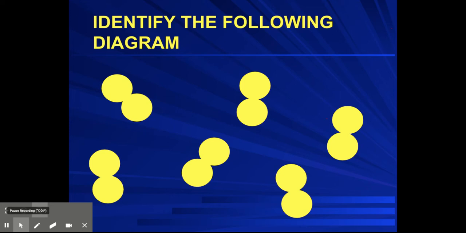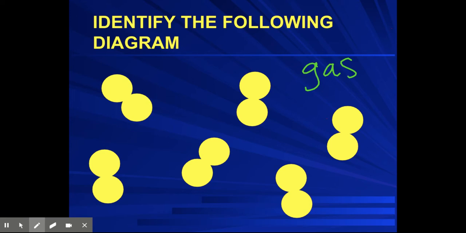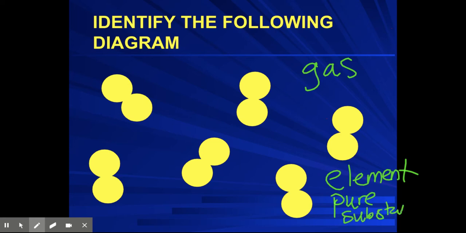Hopefully you had a chance to check this out and see how you're doing. First of all, what state of matter this is: a gas. You can see that the particles are spread out far away from each other, not a strong attraction. So that's the state of matter. What substance is this? It is an element because there's only one type of particle. So it is a pure substance. And on top of that, it is a diatomic.